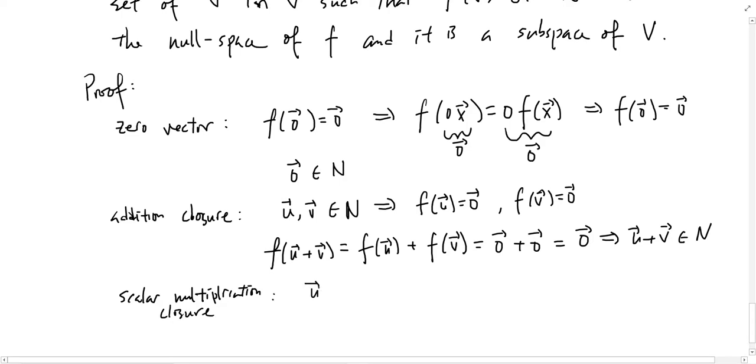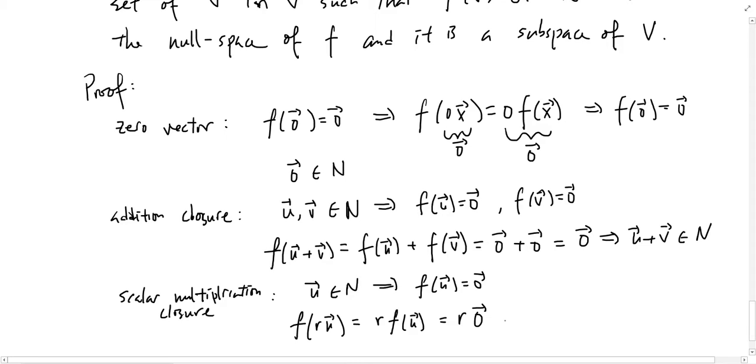So let's say vector u is in N, and therefore that implies f of vector u is equal to the 0 vector. Now what if I do f of r times vector u? Because f is linear, f of r times vector u is the same as r times f of vector u. And since we already know that f of vector u is the 0 vector, that becomes r times the 0 vector, which is just the 0 vector. So r times vector u must also be in N, and therefore it is closed under scalar multiplication.